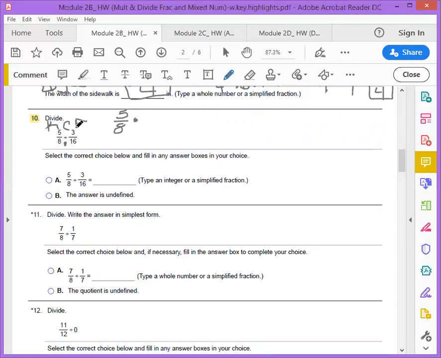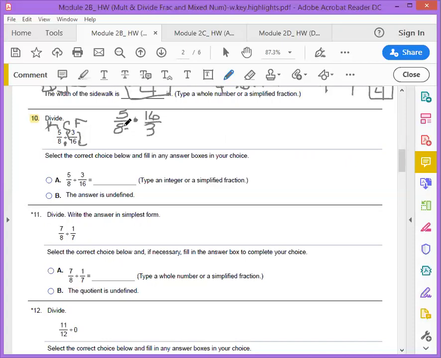And then you'll find the reciprocal of the second fraction, which is the same as flipping the fraction. So you'll move the denominator to the numerator and the numerator to the denominator. This will become 16 divided by 3. And then you'll multiply like normal. Check and see if you can cross cancel, and you can here.